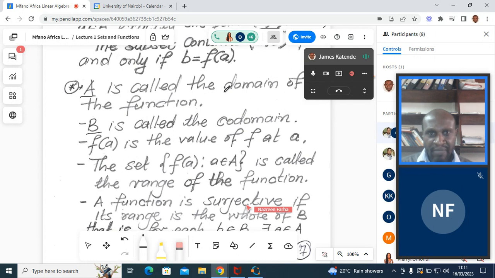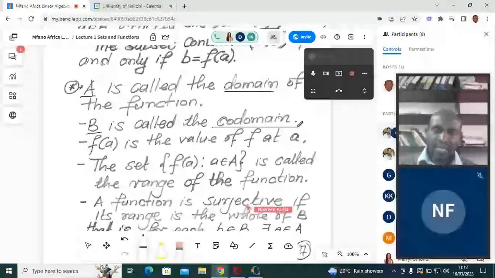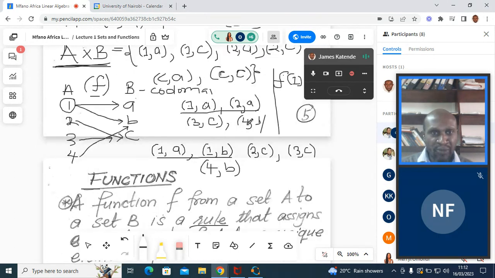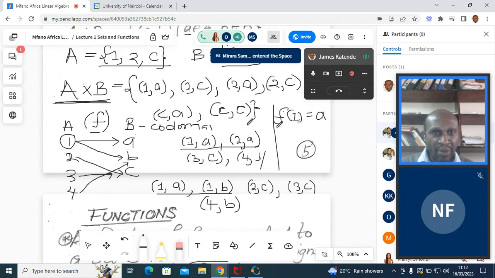We've already mentioned that A will be called the domain and B will be called the codomain, as long as the function is taking elements from A and sending them to elements in B. Maybe just one more thing before I go on. The other way we can talk about this is we can say that A is a value of the function f at 1. So A is a value of the function f at the point 1.